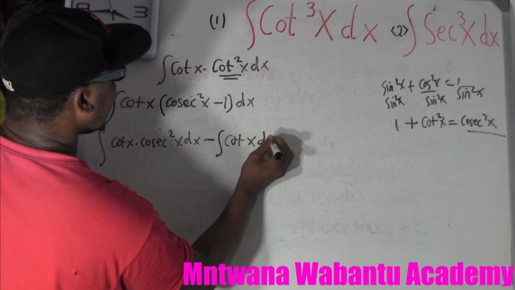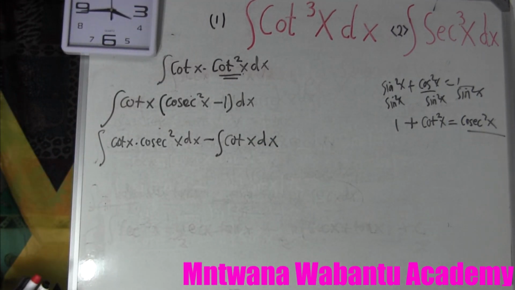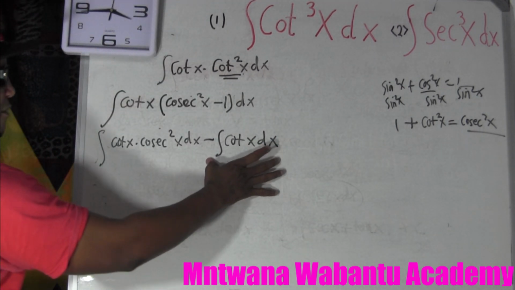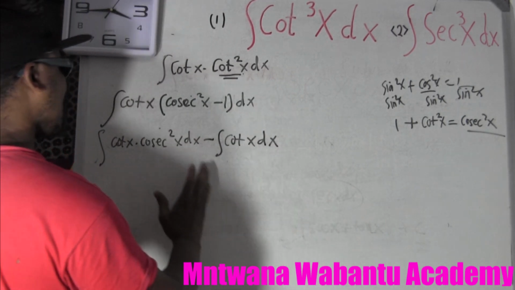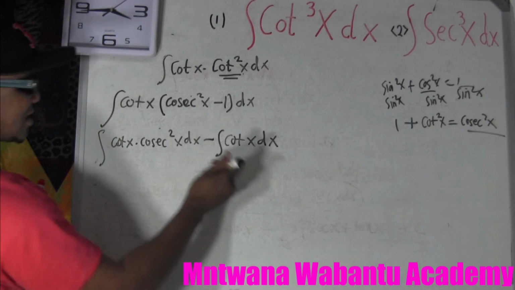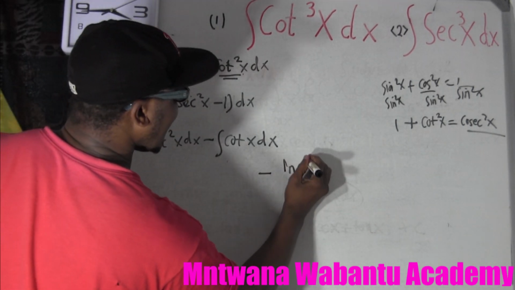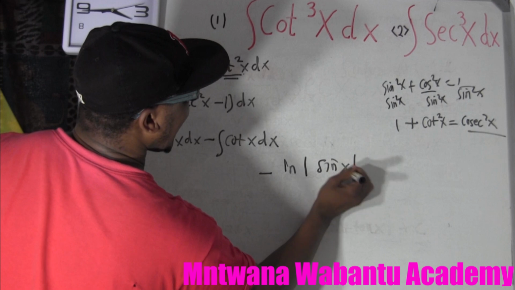Cot x dx. So now I'm going to do, this is simple here. When you integrate cot x, you get ln of sine. So now let me deal with this. I can just simply say this is minus ln absolute sine x plus constant.